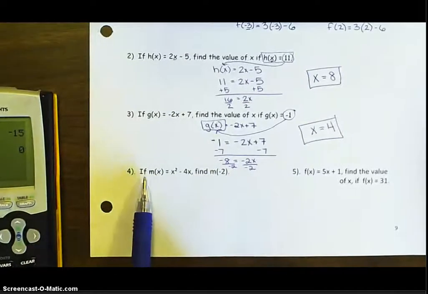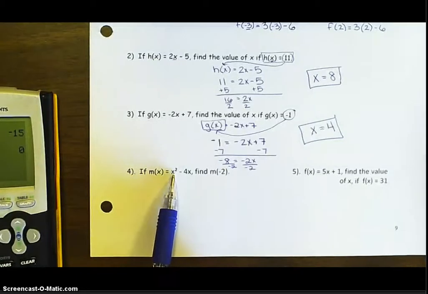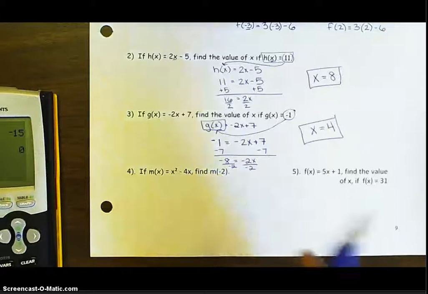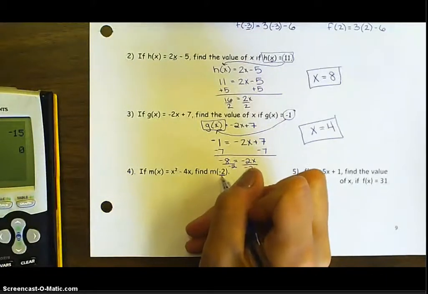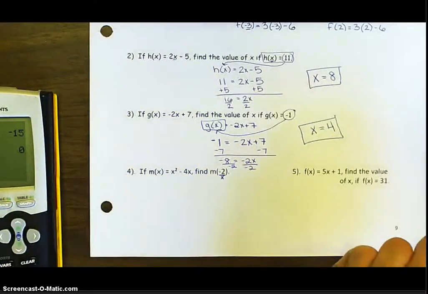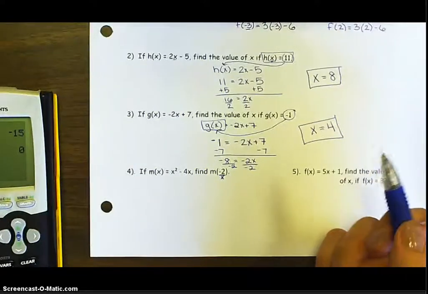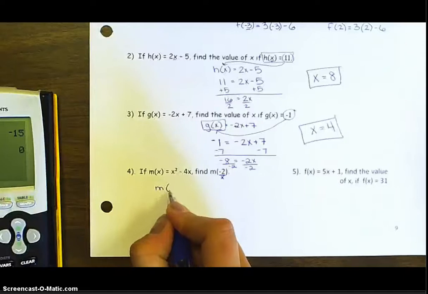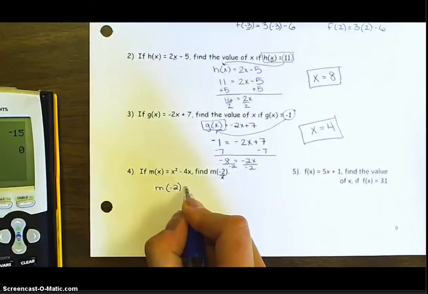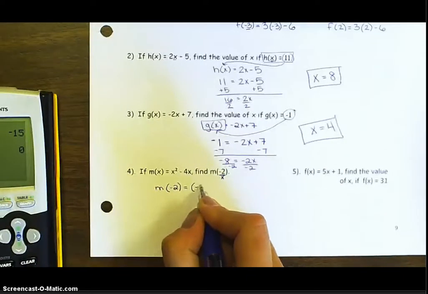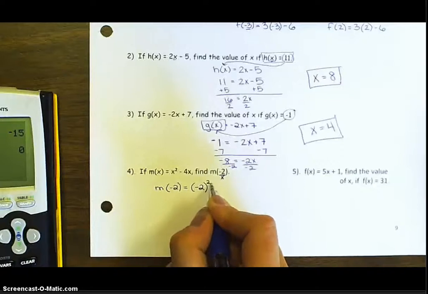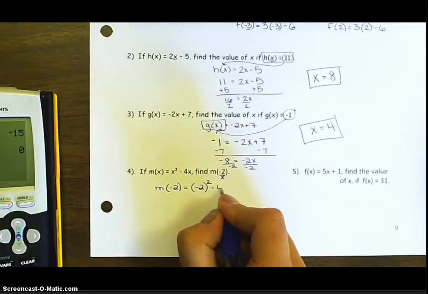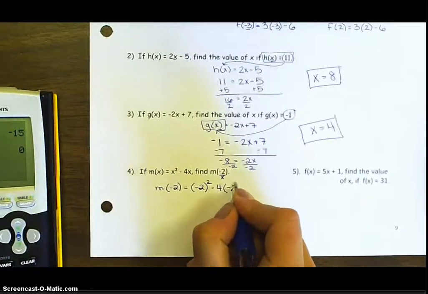So if I take a look at number 4, if m of x is equal to x squared minus 4x, find m of negative 2. So now the negative 2, that is where the x is supposed to go. So that means I'm going to replace my x's with the negative 2. So m of negative 2 is equal to negative 2 in parentheses squared. Remember, when you use substitution, it has to go into parentheses, minus 4 times negative 2.